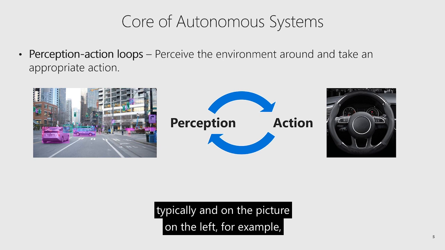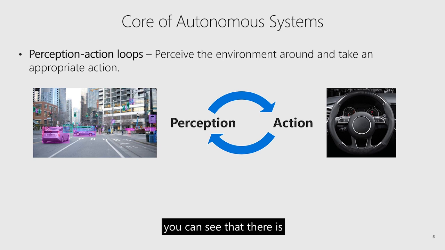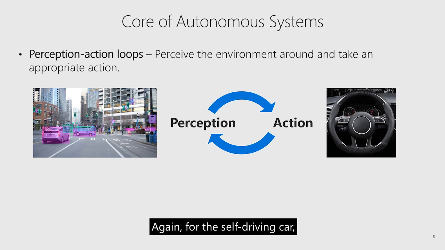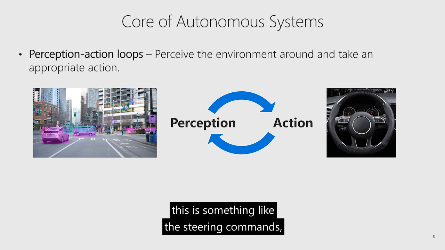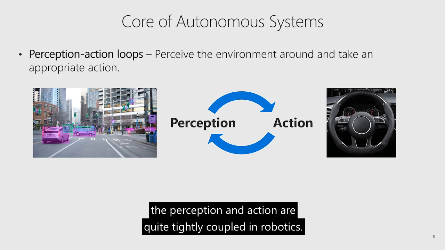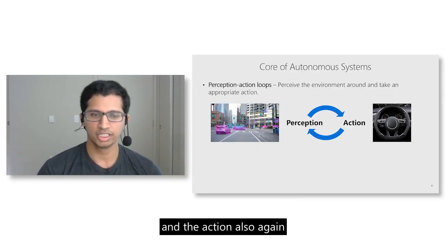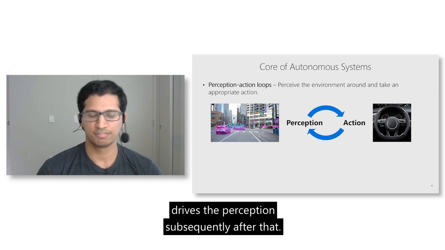In the picture on the left, for example, you can see a self-driving car that is trying to look at some of the objects around it, like the other cars, signposts, people, etc. And this perception needs to result in an action. Again, for the self-driving car, this is something like the steering commands or the throttle and brake and so on. But the interesting thing here is that perception and action are quite tightly coupled in robotics, right? Every perception results in an action, and the action also drives the perception subsequently after that.